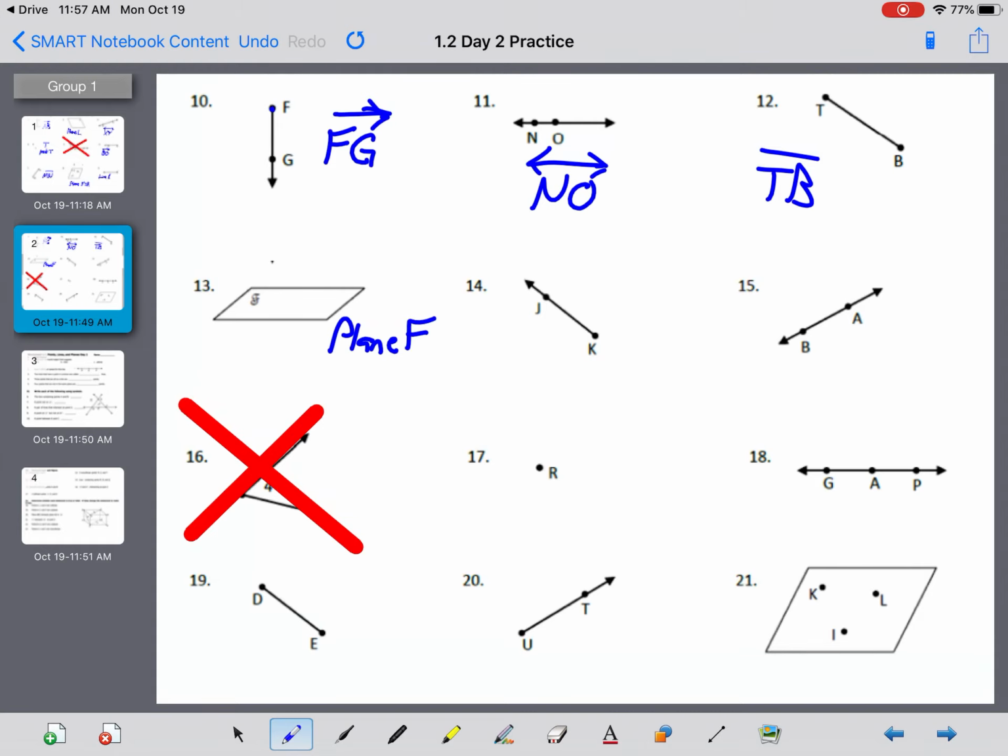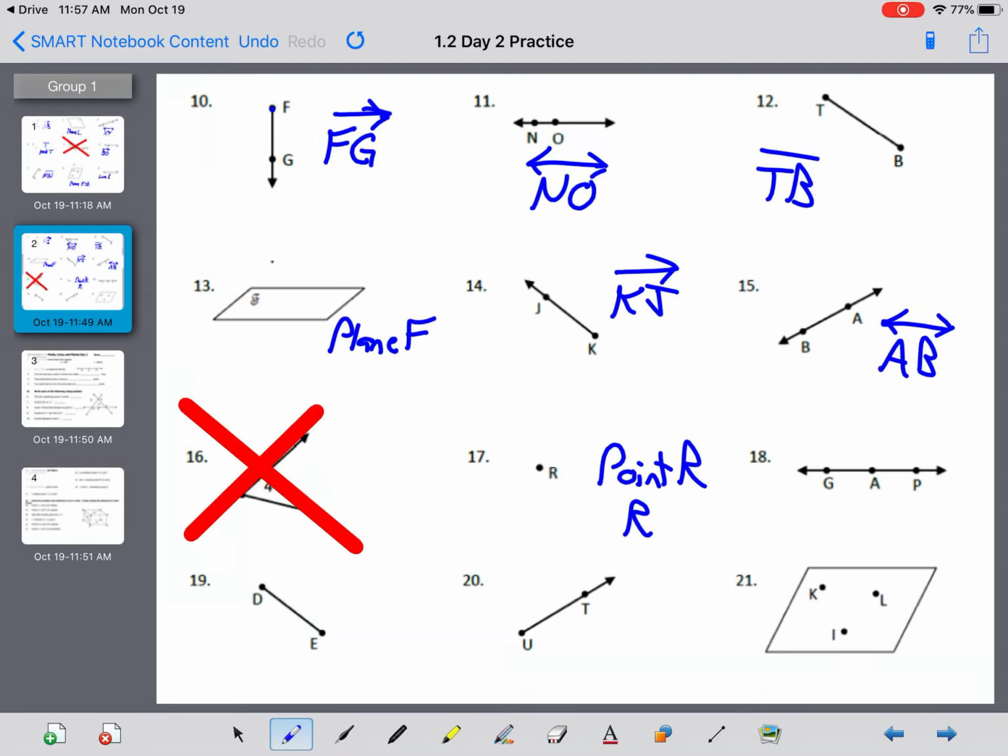Number 13 is a plane with a script F, so this is plane F. Number 14 is a ray, again, an endpoint with a line going through point J. This is KJ. Ray, KJ. Number 15 is a line again with AB. 17, point R, or just R.